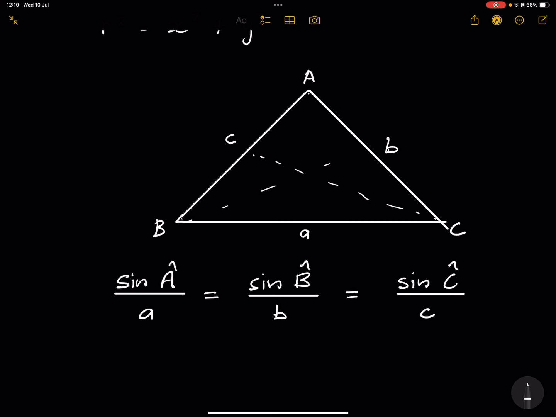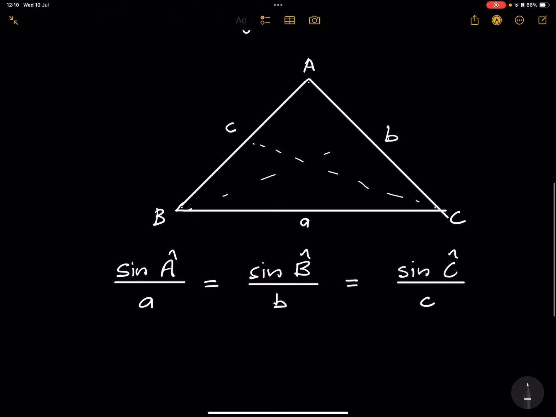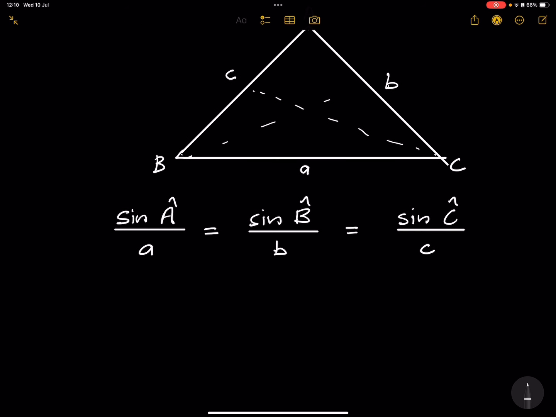Now what I'm going to do in future videos is simply show you how to derive these rules. This is what we call the sine rule. Some call it the sin rule. It doesn't matter how you decide to pronounce it, we all arrive at the same thing.